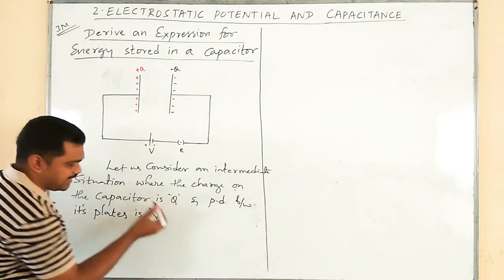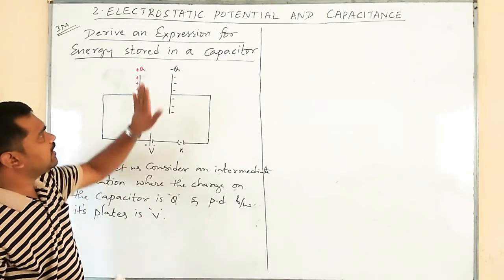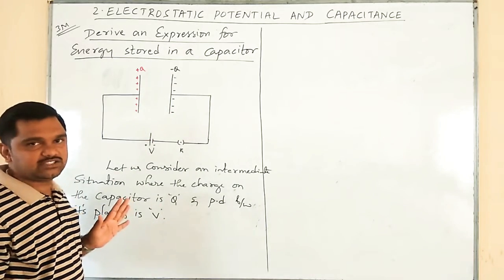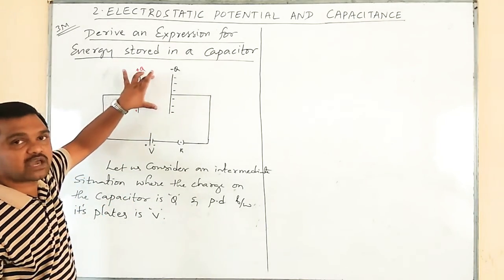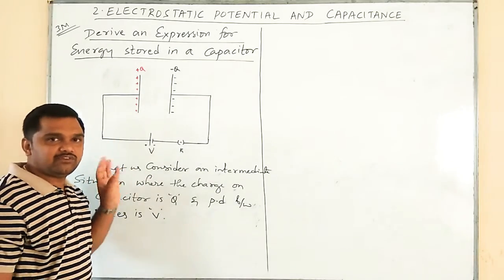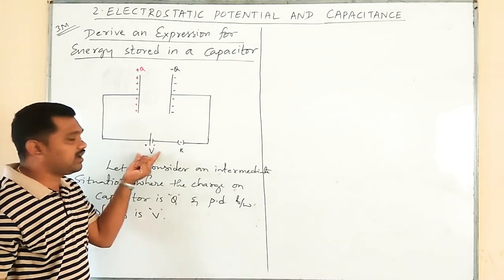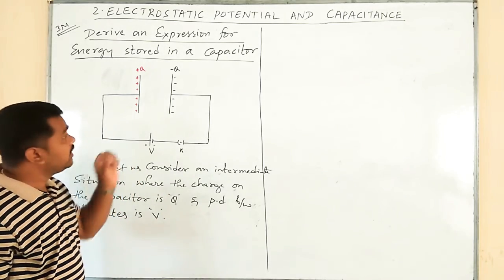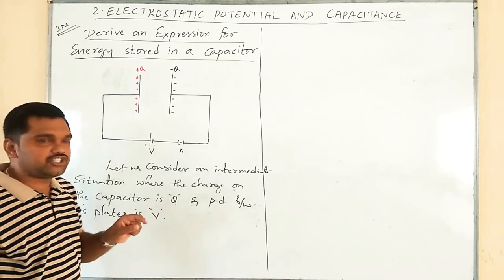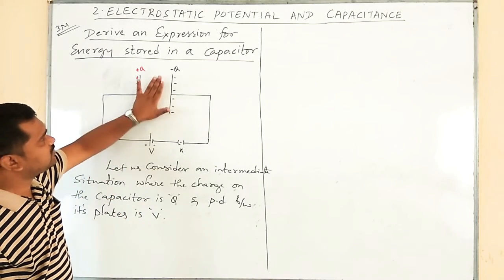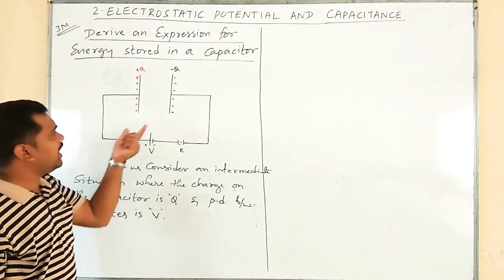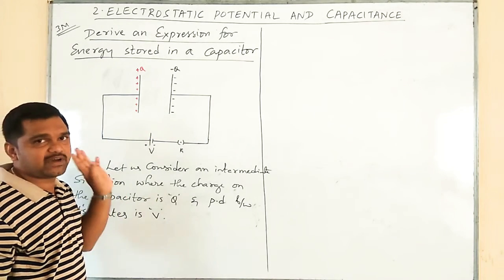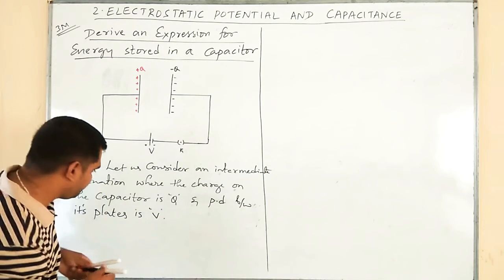Initially we considered a capacitor with no charge. Now as soon as we connect this capacitor to a battery which provides a potential difference of V volts, it gets charged. Now let us consider a situation where the charge on this capacitor is Q and the potential difference between the two plates of this capacitor is V.